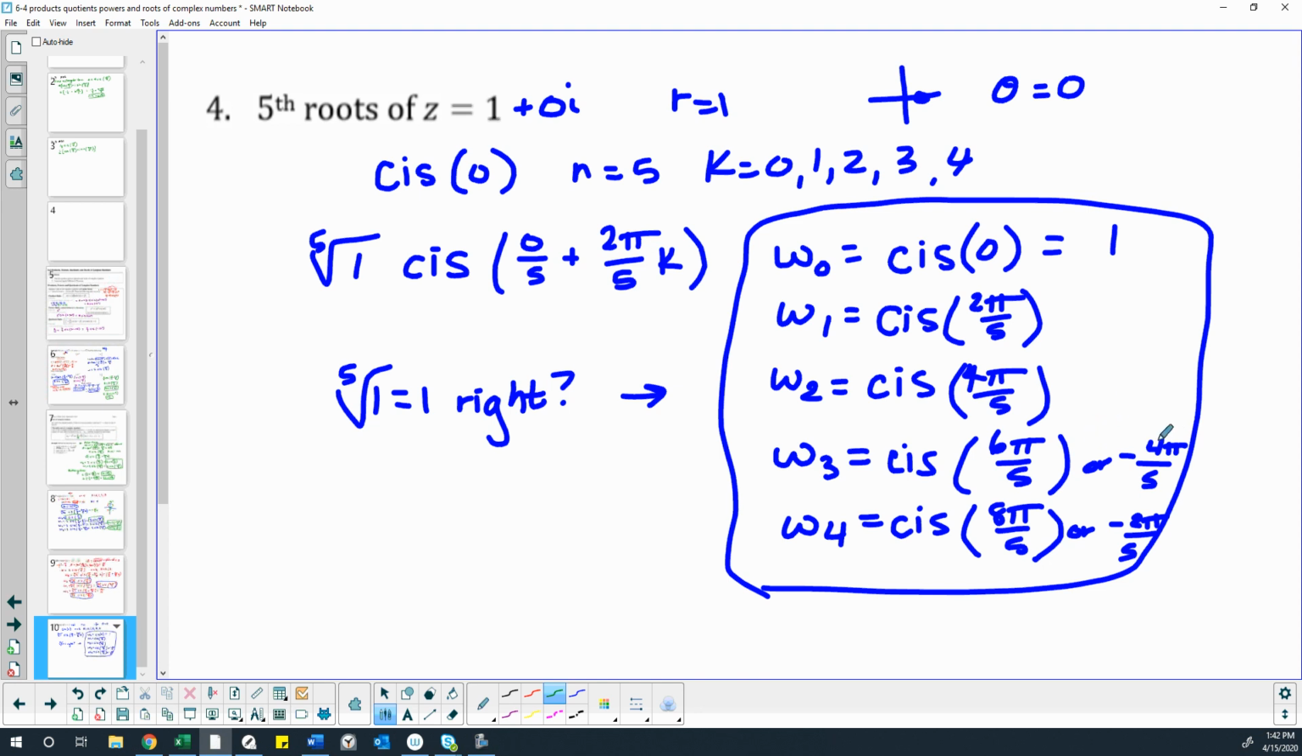And we can change that to an angle between negative pi and pi if we would like to. I'm getting a little lazy with that, but I don't think it's a big deal unless they actually ask you to put the answer in that range. And then our last one would be 0 plus 2 pi over 5 times 4, so 8 pi fifths, which would be negative 2 pi fifths if we do the range from negative pi to pi.